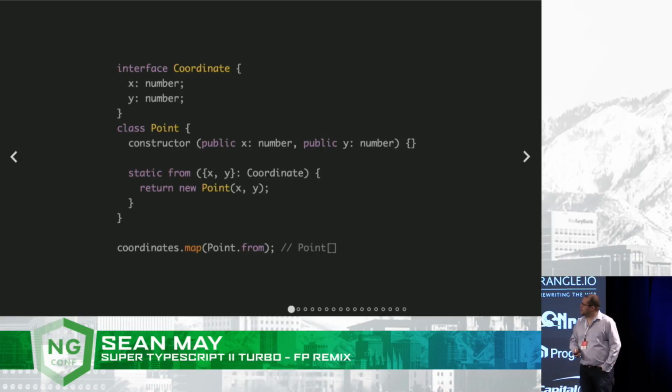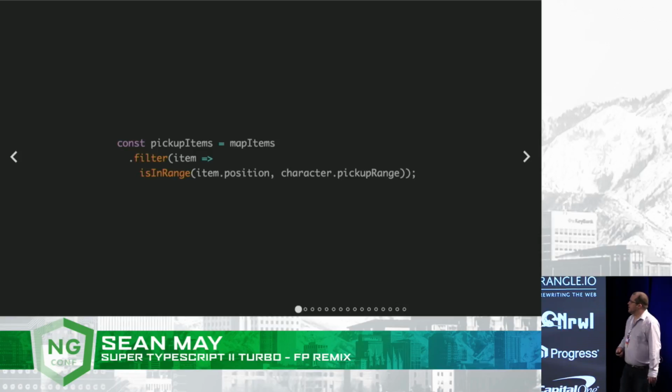I have a point here with a static from method. And that's going to take some coordinate, and it's going to return a point. So I can use map and just pass in point from and get a list of points out of a list of coordinates. I don't actually have to run that function and do all of those things. That from, which is called an isomorphism, again, really nerdy, don't worry about that, will take care of that for you.